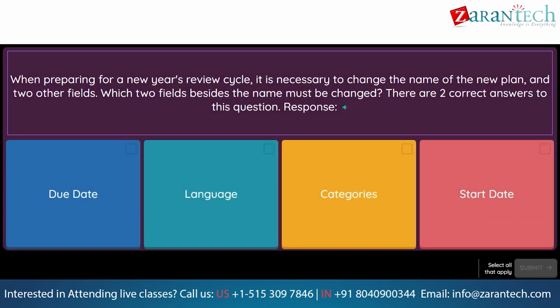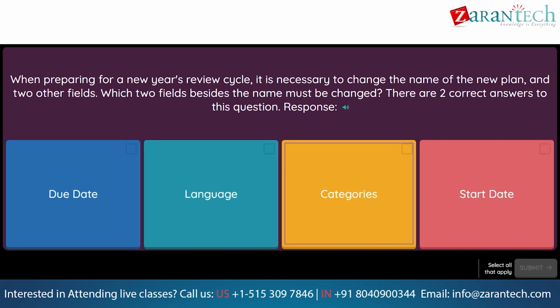Question: when preparing for a new year and #39's review cycle, it is necessary to change the name of the new plan, and 2 other fields. Which 2 fields besides the name must be changed? There are 2 correct answers to this question. Response: Option 1 due date. Option 2 language. Option 3 categories. Option 4 start date.